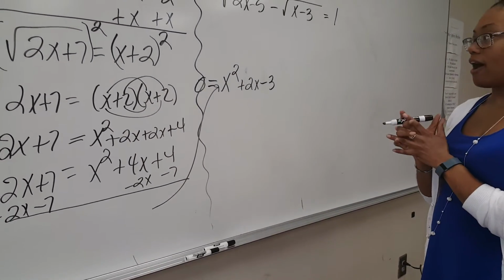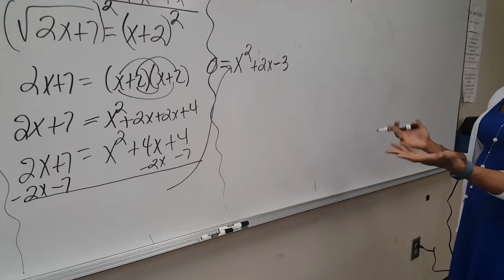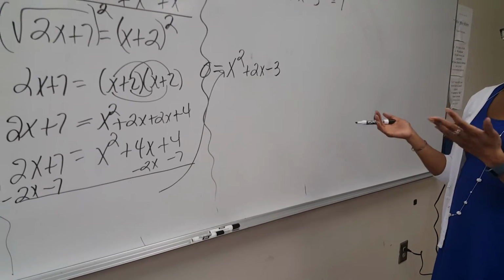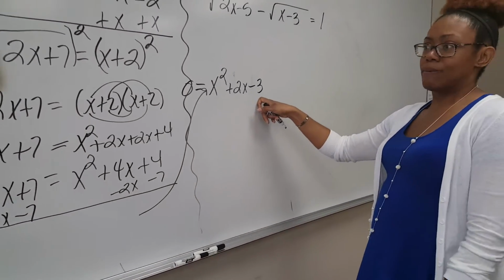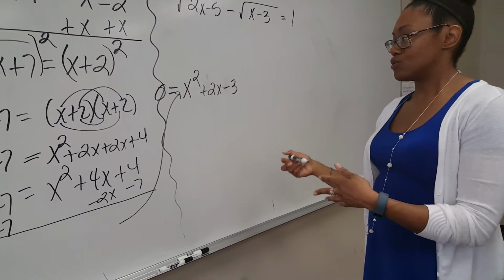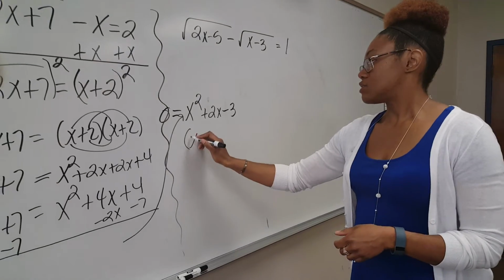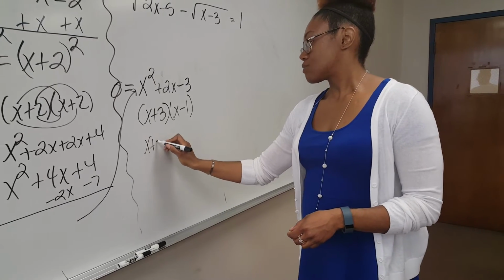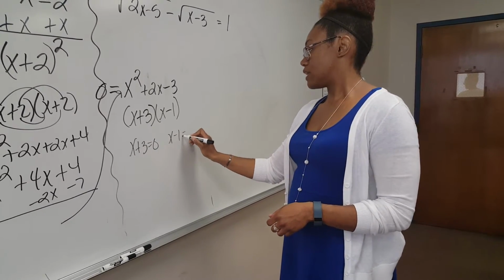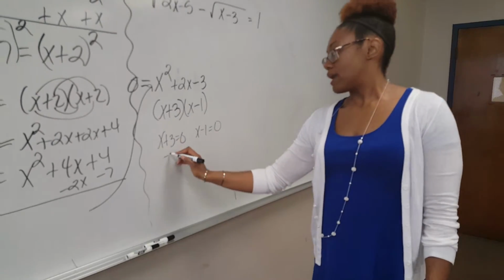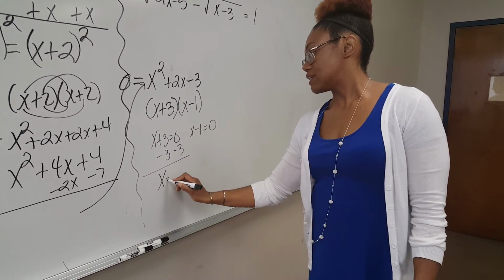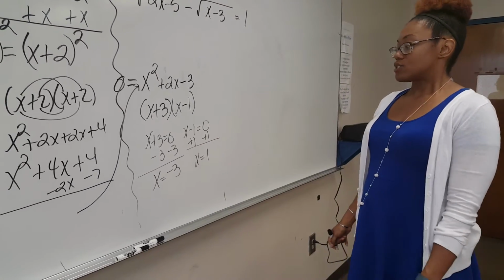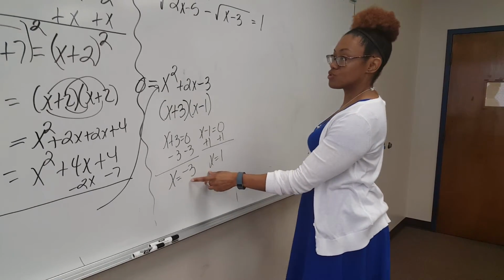So now I have to say, well, now I have a quadratic equation. I could either solve by completing the square, solve by the quadratic formula, or maybe I should solve by factoring. So I say, well, what multiplies to be negative 3 and adds up to be positive 2? Well, that should be 3 and 1. So this should be x plus 3 and x minus 1. So x plus 3 equals 0, and x minus 1 equals 0. So now I need to subtract the 3 from both sides, and x equals negative 3. Add a 1 to both sides, and x equals positive 1. So now I have two solutions to my equation.